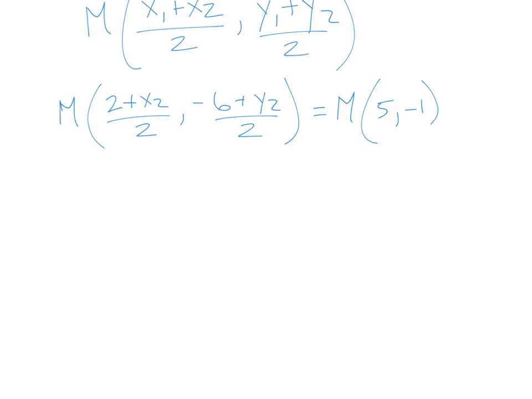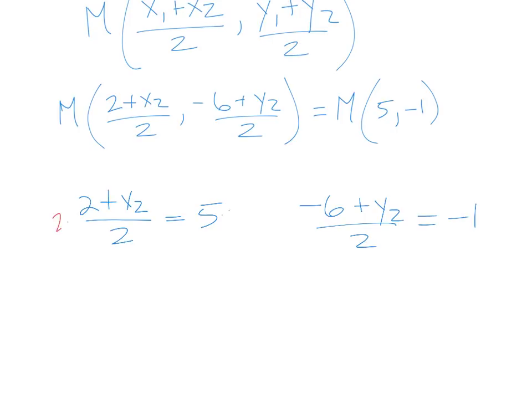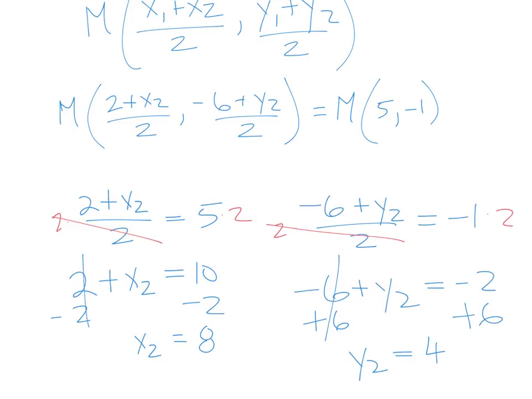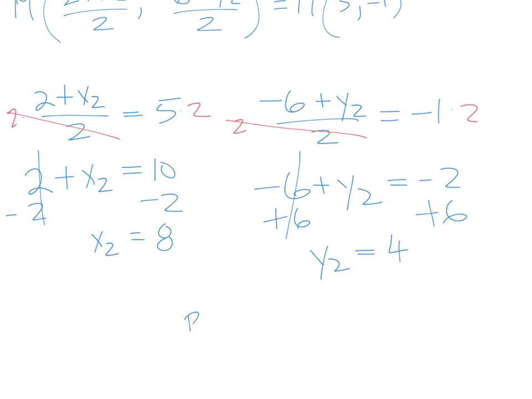All right, so I'm going to have 2 plus x sub 2 over 2 equals 5. And I have negative 6 plus y sub 2 over 2 equals negative 1. So I'm going to multiply by 2 on both sides. So I have 2 plus x sub 2 equals 10. X sub 2 equals 8. So multiply by 2 on both sides. And I get negative 6 plus y sub 2 equals negative 2. Y sub 2 is equal to 4. So my answer then is, for point B, the coordinates are 8, 4. Done.